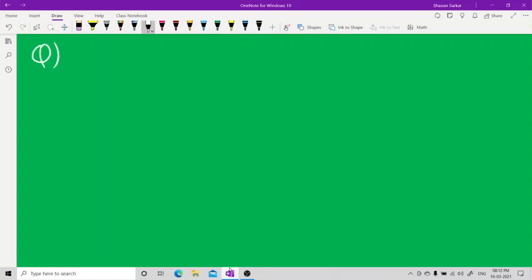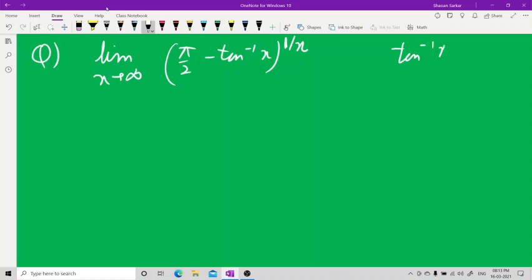Question: limit as x tends to infinity of (pi by 2 minus tan inverse x) whole to the power of 1 upon x. That means tan inverse infinity is nothing but pi by 2. So this is basically 0 to the power of 0.